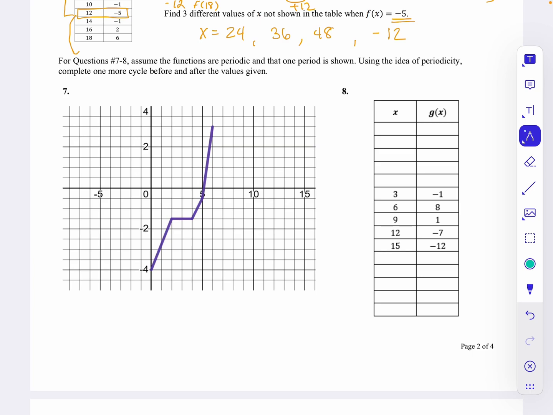The first thing I like to do is figure out what the period is. In this case, it ends here at 6 and it started at 0. So that gives me a period of 6. If it helps you a little, the next period is going to be from 6 until 12, and the period before that would go from 0 to -6. I can use that notion of repetition to mark off on my grid where I need to go.